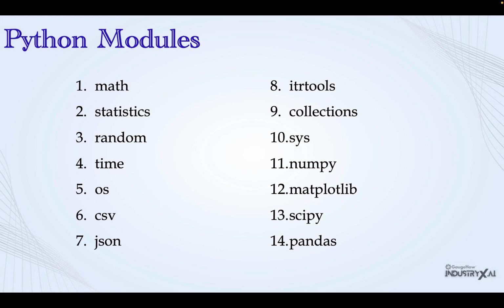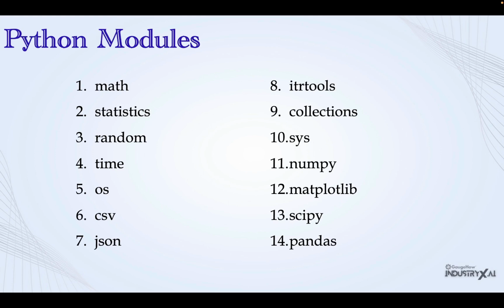Third is the random module, and it generates random numbers for simulation purposes. So it may be useful while simulating material failure probabilities or testing designs under random conditions. Fourth is the time module, and it provides functions to work with time related operations, and it is useful for tracking performance or runtime analysis of different processes.